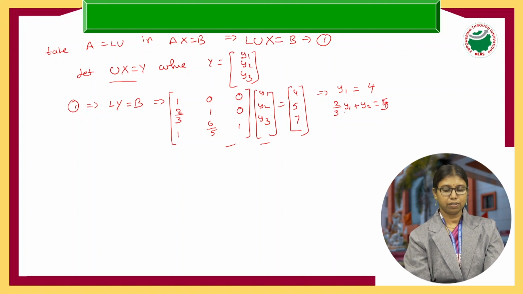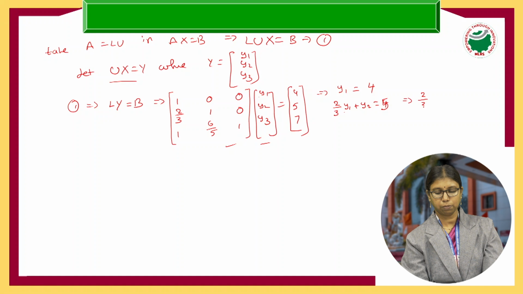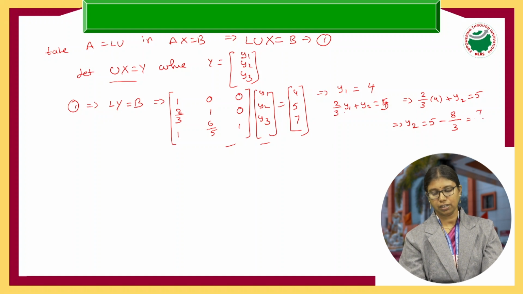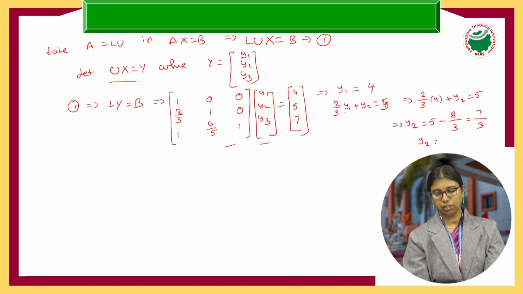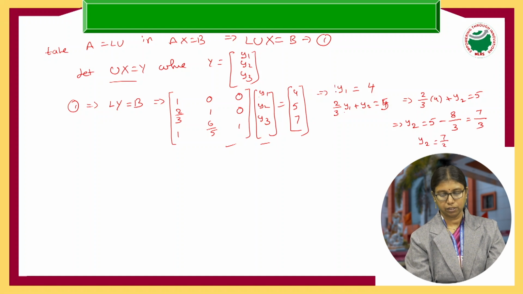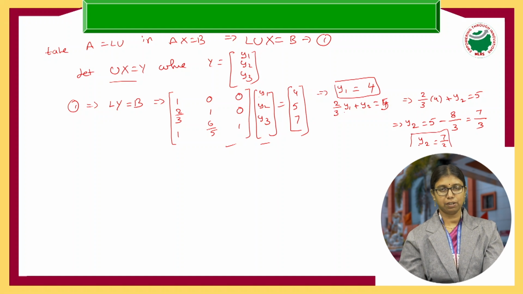So here you know the y1 value, y1 is 4, then this is 2 by 3 into 4 plus y2 equal to 5. That means y2 is 5 minus 2 4s are 8 by 3. By taking LCM, 3 5s are 15, 15 minus 8 means this is 7 by 3. So y2 equal to 7 by 3. y1 is 4, y2 is 7 by 3.